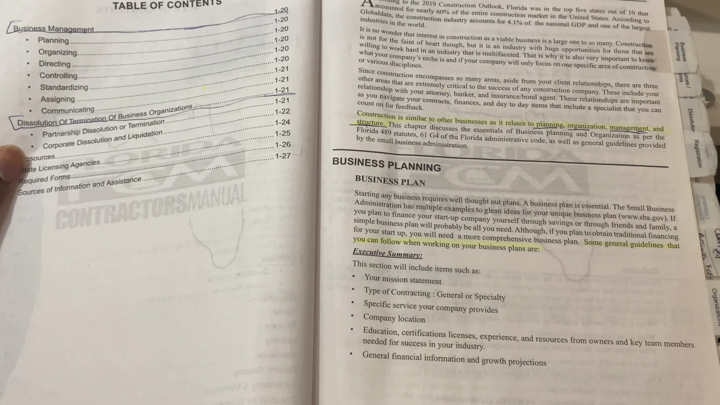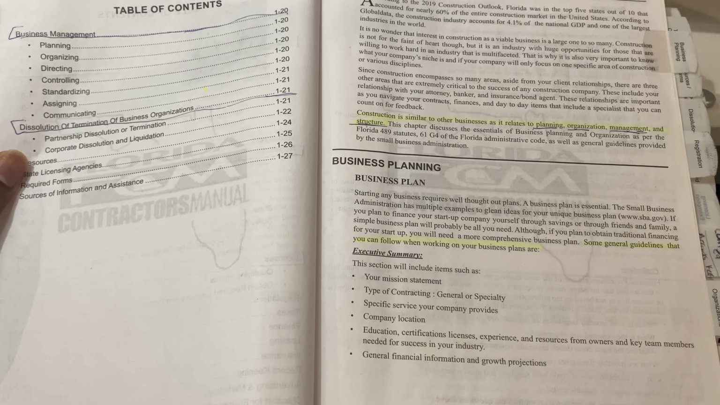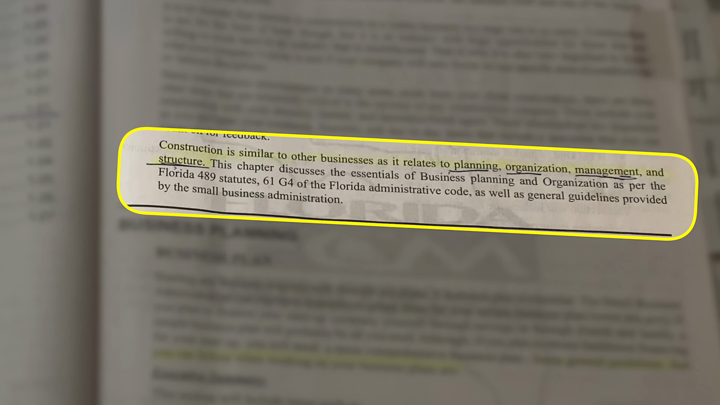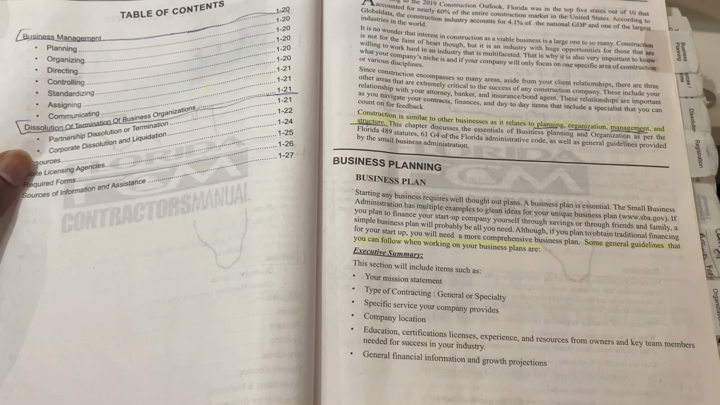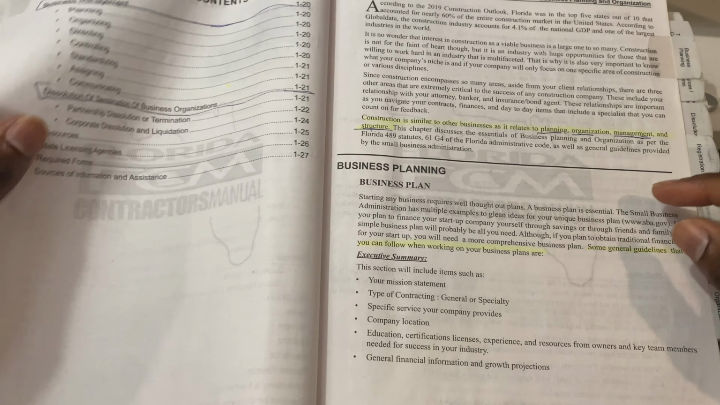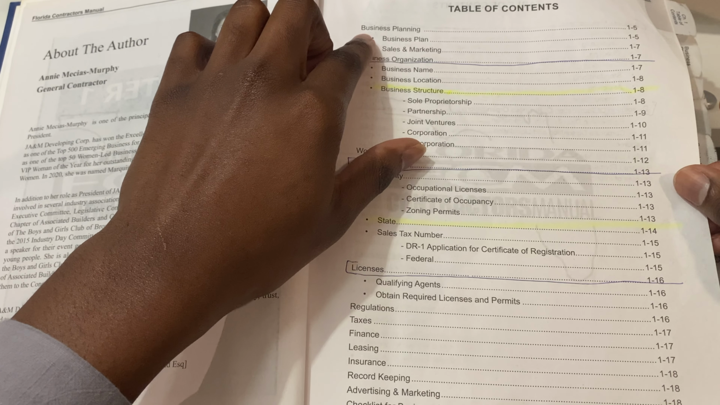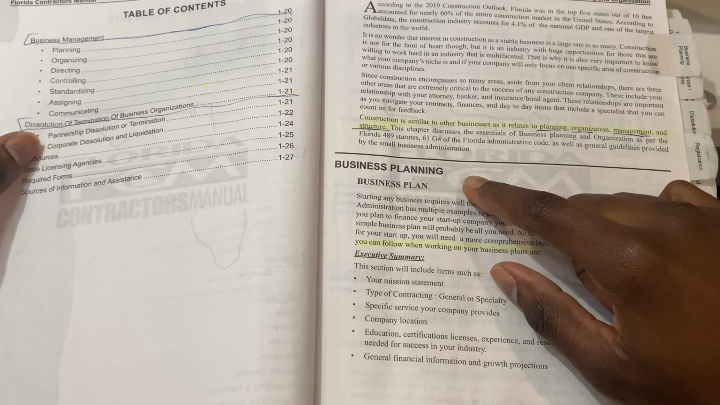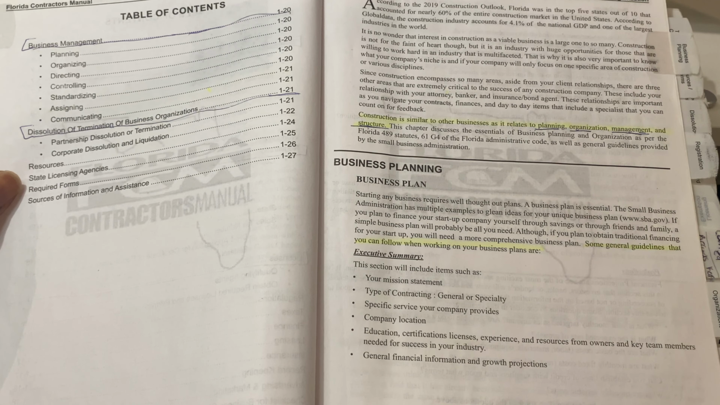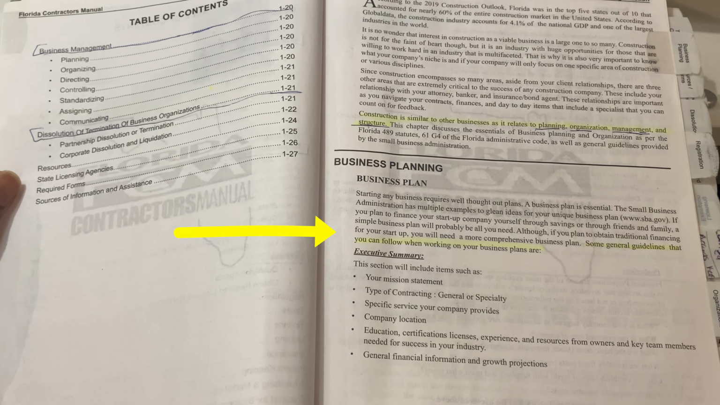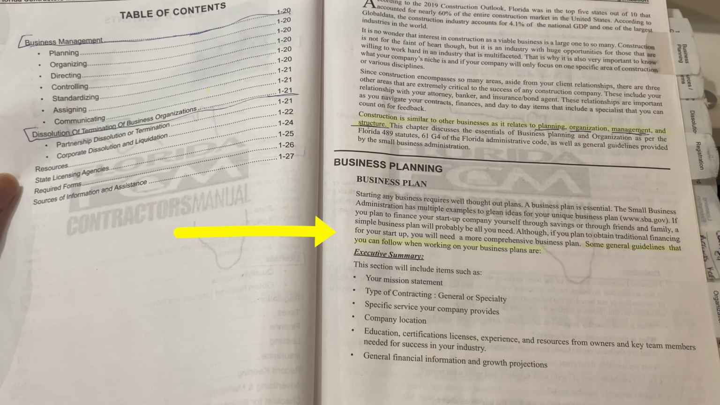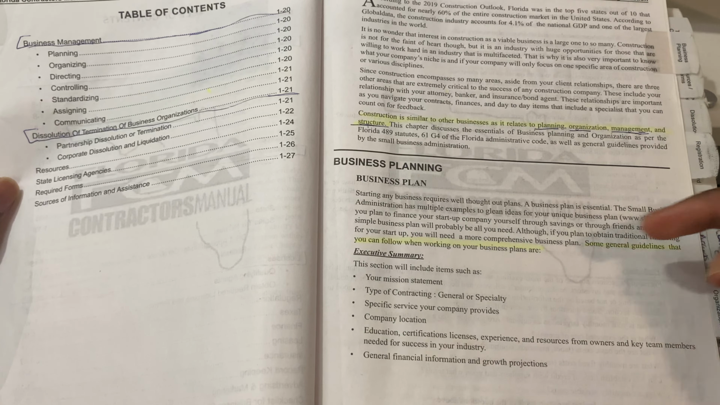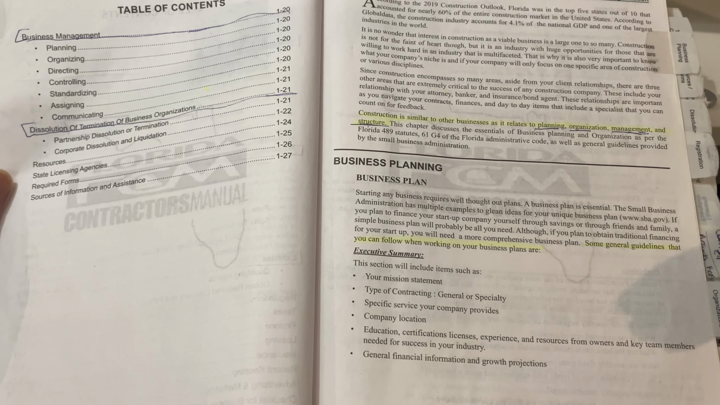At the very top, you'll notice that the most important thing that I highlighted was construction is similar to other businesses as it relates to planning, organization, management, and structure. That's all you need to know right there. All right. And then further down, remember how we talked about business planning at the very top, 1-5? Well, this is where it starts here. And within that section, the most important thing to know is some general guidelines that you can follow when working on your business plans. And all of these bullets are important. And you just have to know where they are. You don't want to take time to memorize them.